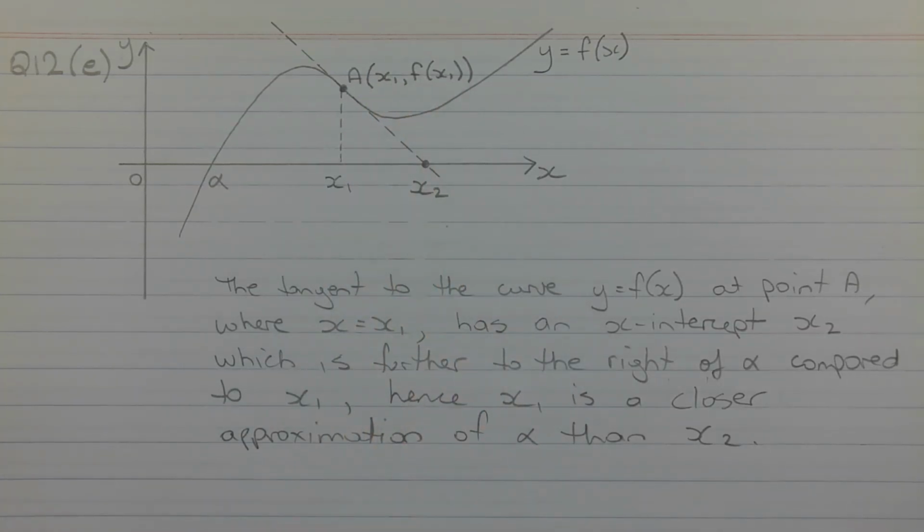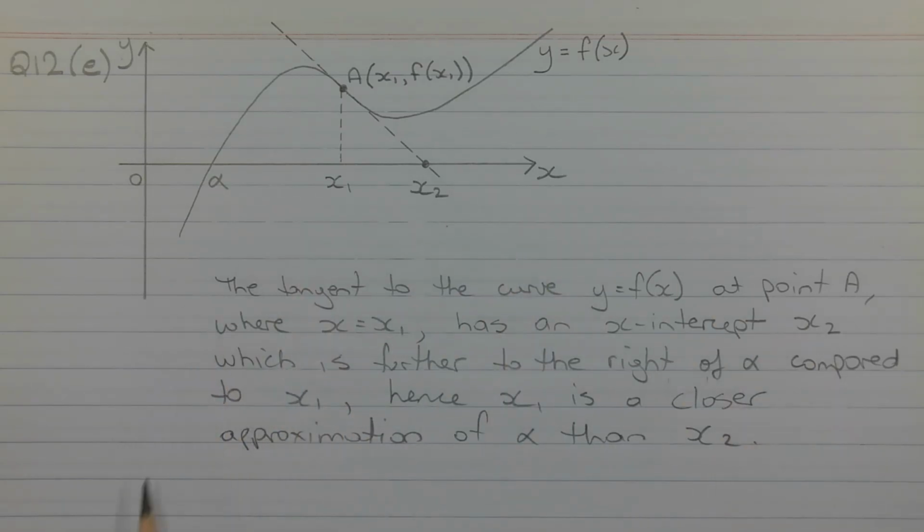Now, Newton's method involves finding the equation of the tangent to the curve at point A and then noting the x-intercept of that tangent. Ideally, the x-intercept of that tangent should be closer to the root that we're trying to approximate, not further away. And in this case, we can see that x2, which is our second approximation, is further to the right of alpha compared to x1. So the approximation is actually worse.